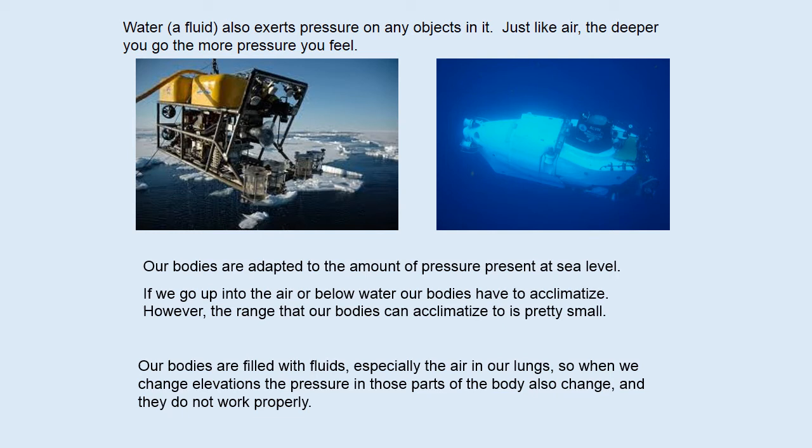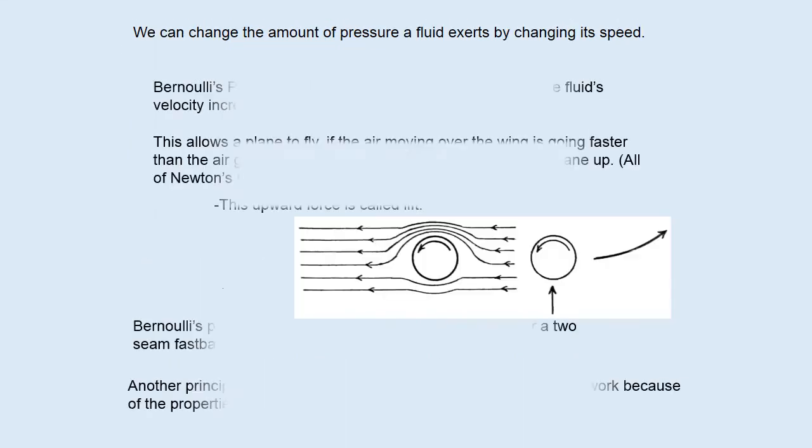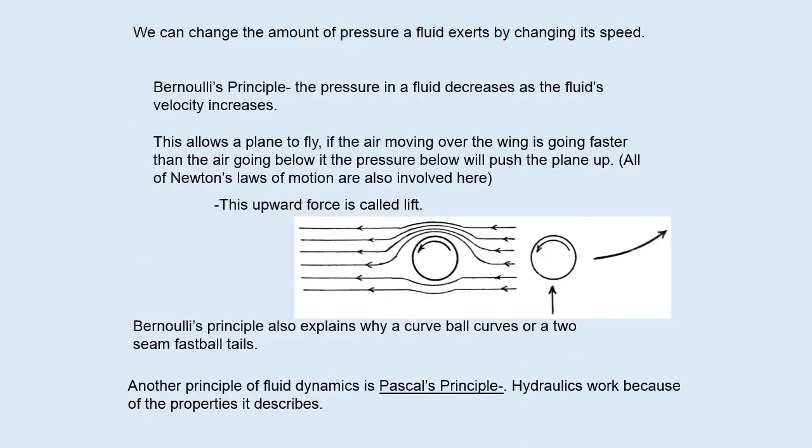Our bodies are filled with fluids, especially the air in our lungs, so when we change elevations, the pressure in those parts of our bodies also change, and they don't work properly. This is why it's hard to breathe at the top of a mountain, and also why your ears pop when you fly. We can change the amount of pressure a fluid exerts by changing its speed. By changing the speed of the fluid flowing over or under an object, you can use the pressure to pull or push that object up and down.